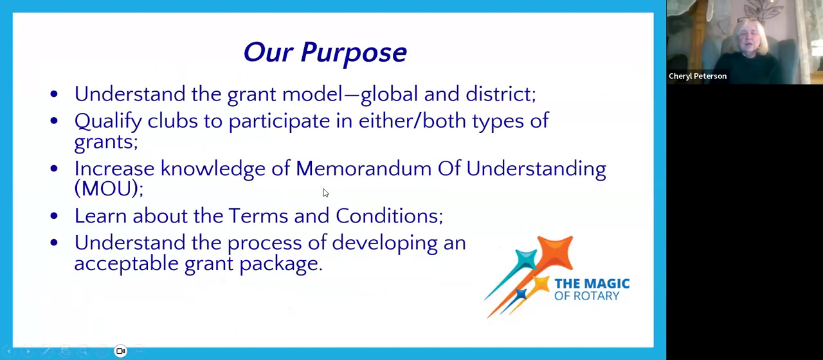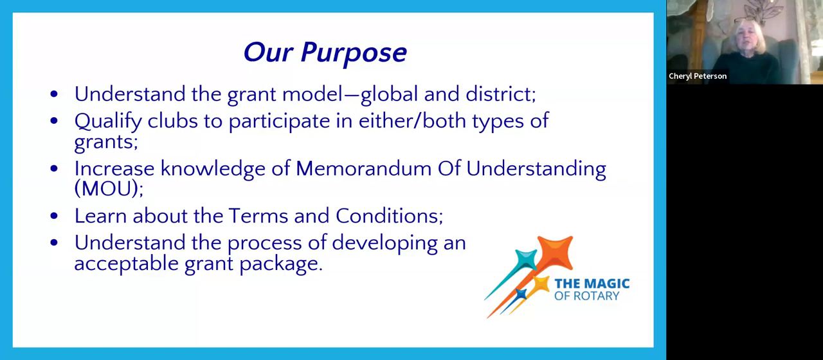All right, so if we can go to the next slide, Connie. The first few slides here are going to be some introductory things. Some of them are important things to know about global grants, and then there are some new things to know. And Andreas, as our global grants chair, is going to go into more depth about these things as he works through the presentation. But our purpose tonight is to understand the grant model, particularly the global grant model, because that's what we're focusing on here.